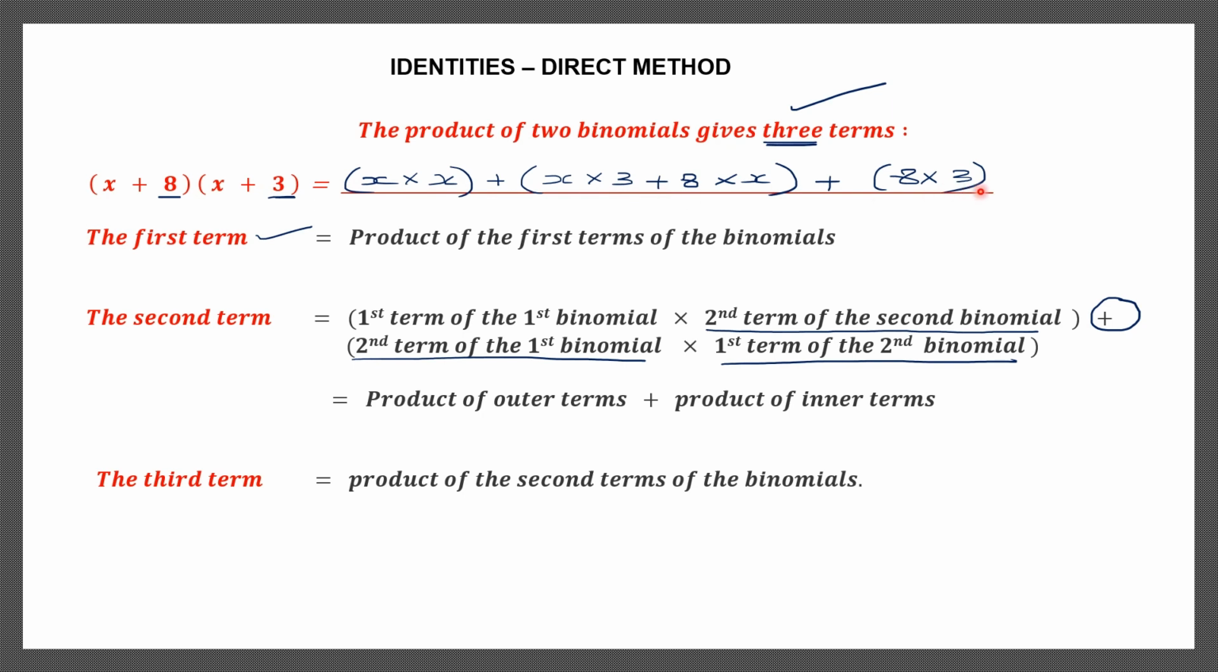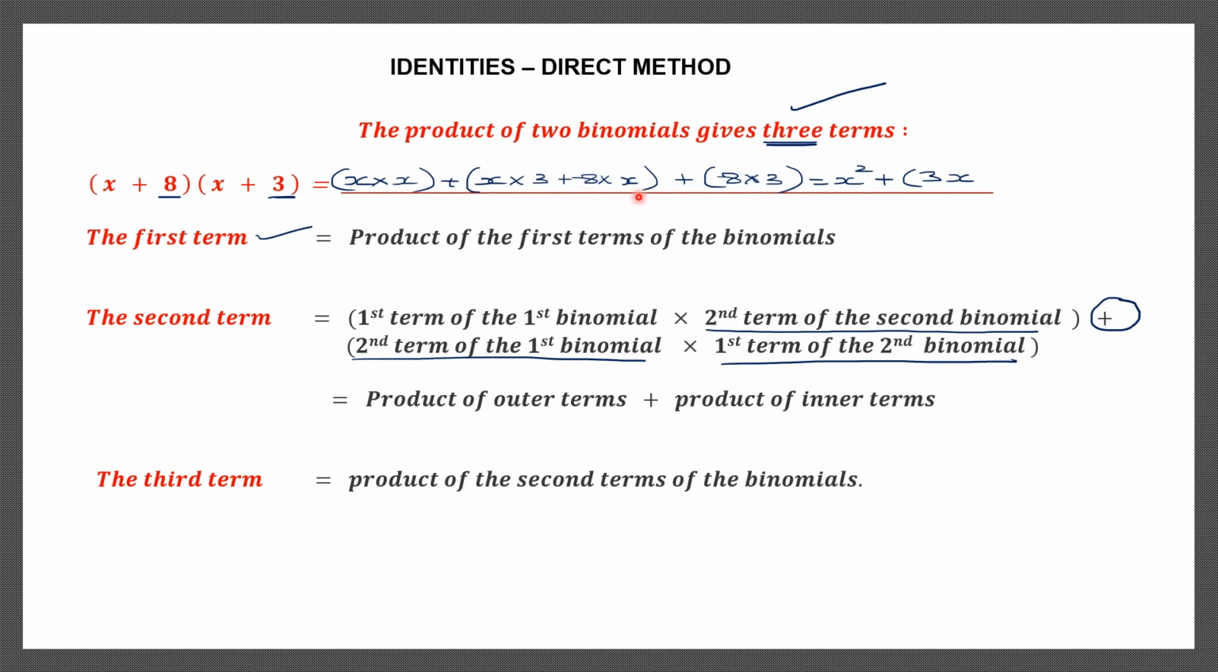Now let's get the answer to this. So here x into x is x squared. Then here what do we have? Here we have x into 3 is 3x. Let's write that. Plus 3x.